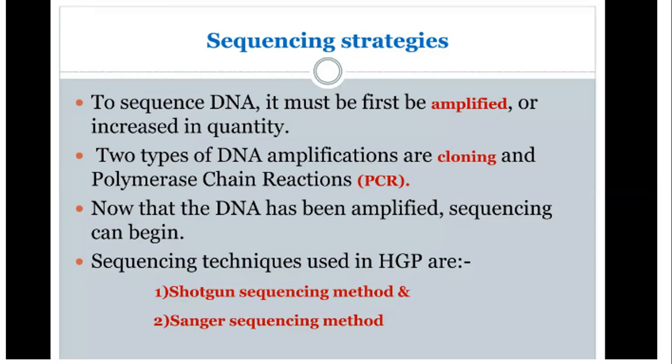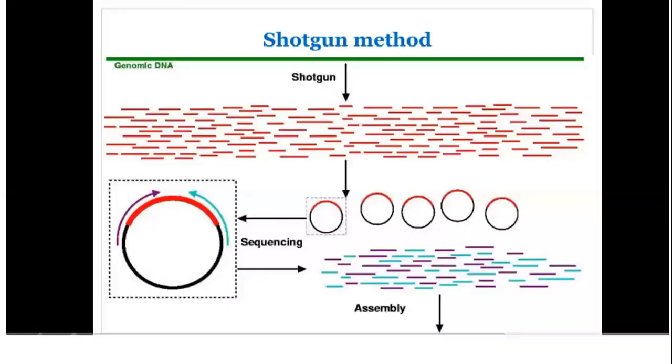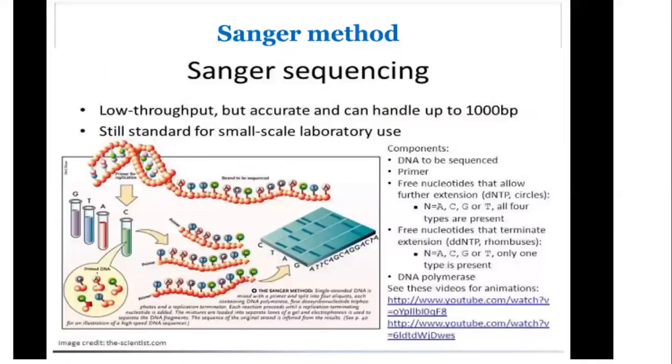In cloning and PCR, if we have one copy of that particular gene, we can make thousands of copies of that gene. And the sequencing could be done through the shotgun sequencing method, or through the Sanger sequencing method. Here the shotgun method is shown. Here in red, you can see there are many copies of the gene, and we insert that gene in bacteria where multiple copies could be made. It could be sequenced, assembled, and the particular sequence of the gene will be achieved.